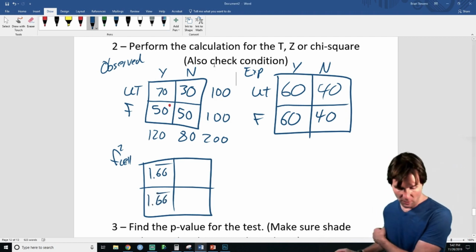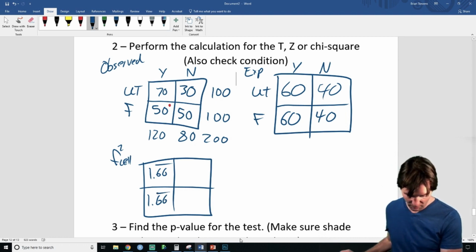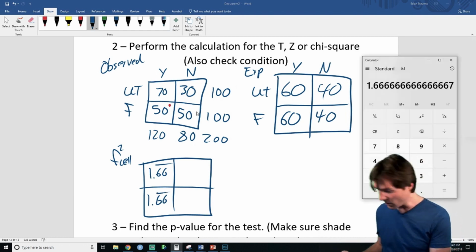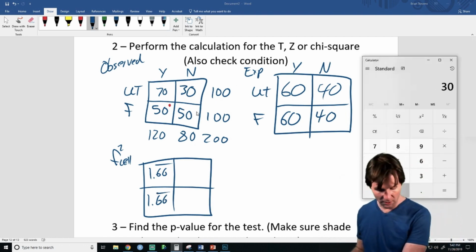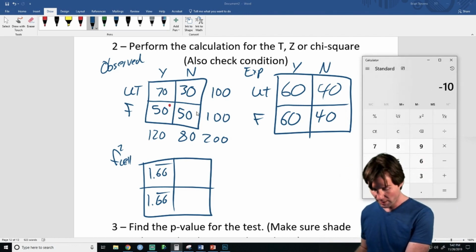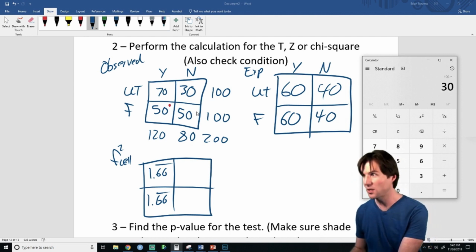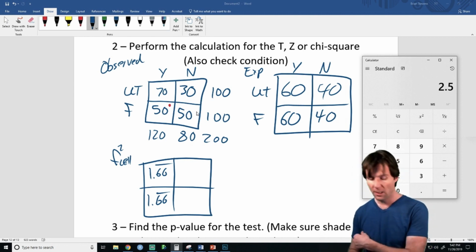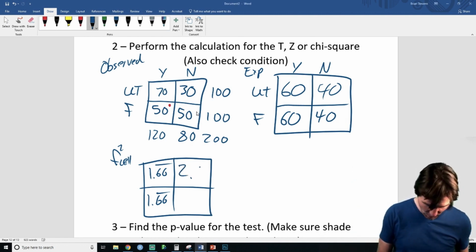And now we have to do 40 minus 30. This will give us a little bit of a different number. But, 30 minus 40 to be technical. 30 minus 40. And that gives us 100 again when we square it. And then we divide that by 40. You might say, why are you dividing it by 40? Well, let me explain why with the next one.